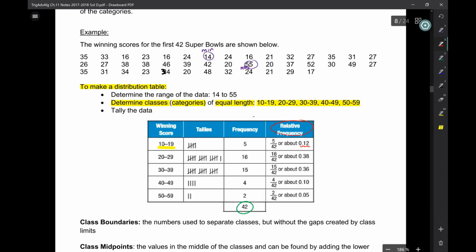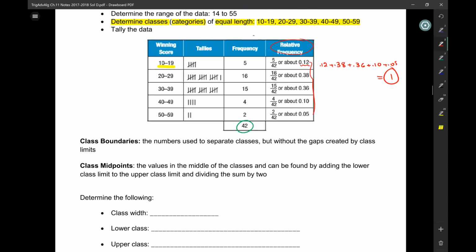Now, what should these values add up to? 0.12 and 0.38 and 0.36 and 0.10 and 0.05 should add up to 1. If you convert them into percentages, then they will add up to 100%. But those should add up to 1. So these are ways that you can check your work. Okay? All right.